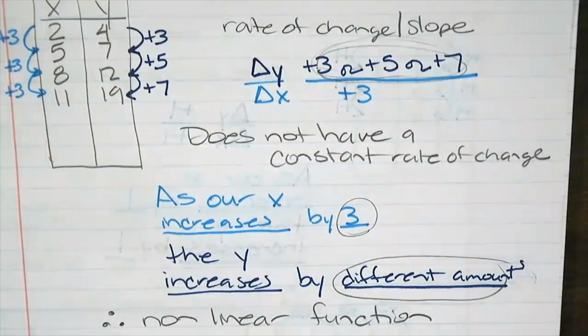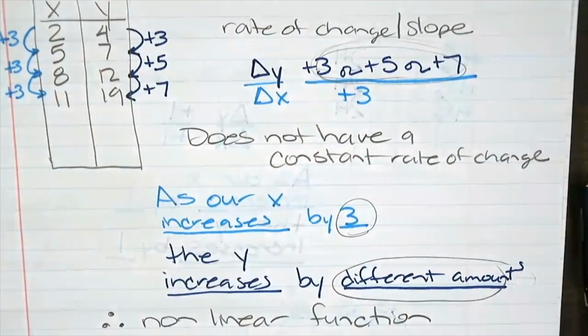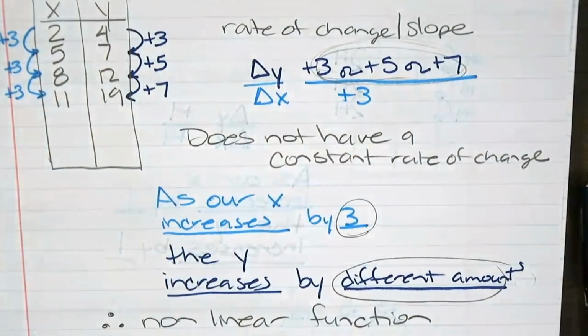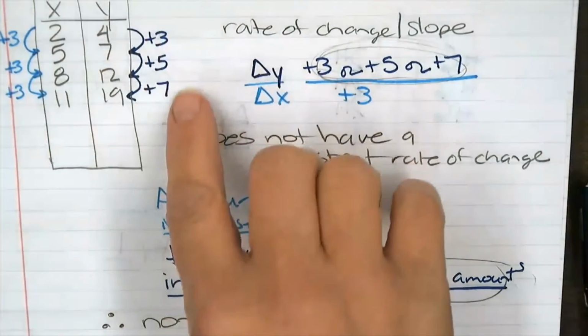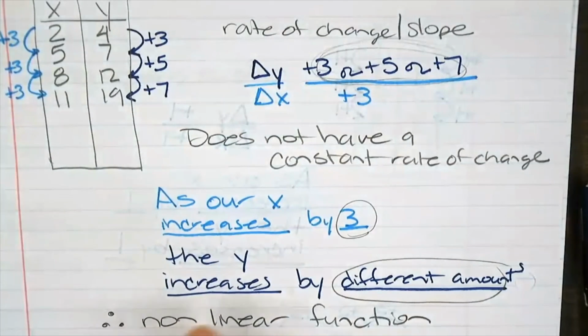So that's what we're doing today. You're going to be given tables, and you have to look at the change in x and the change in y. If it's a constant change, it's linear. If it is not a constant change, it is nonlinear.